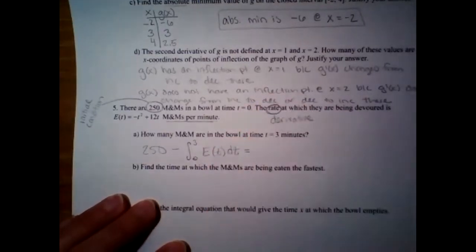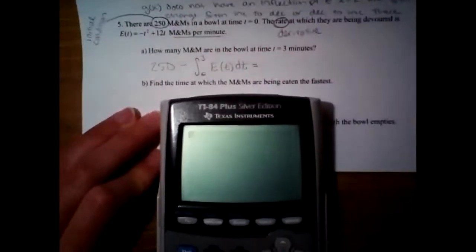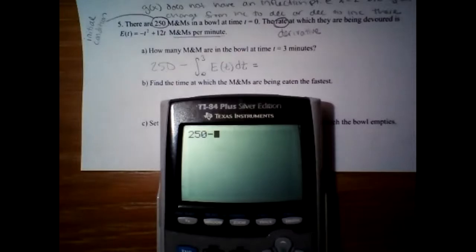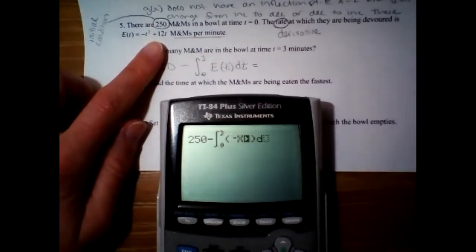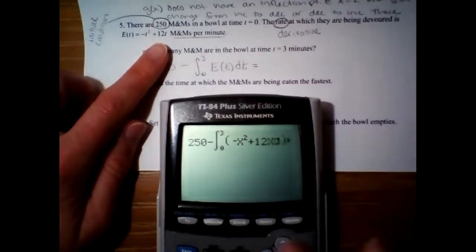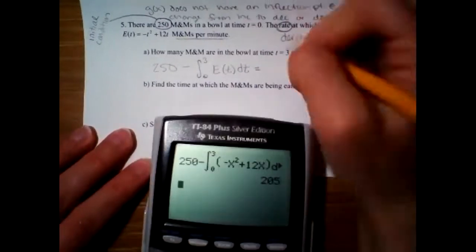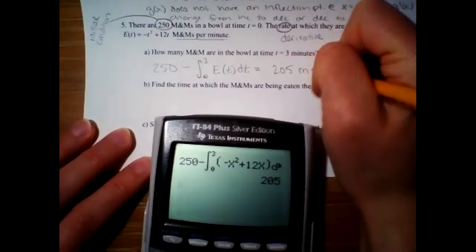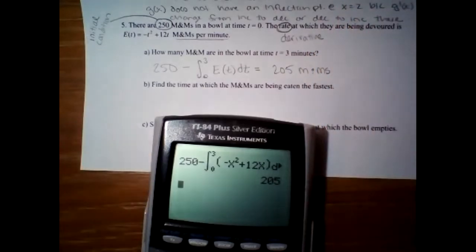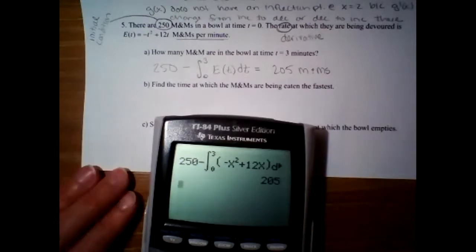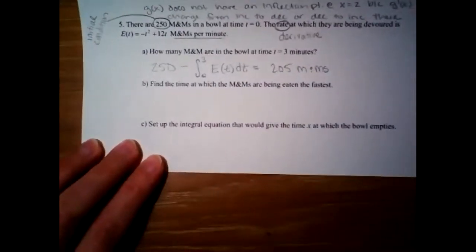All right, we're going to type that in. So 250 minus the integral from 0 to 3, and then again, you have to put in this function: negative x squared plus 12x dx. So we had 250, we're subtracting out how many got eaten, and this is how many are left. So after 3 minutes, there are 205 M&Ms. So 205 left.